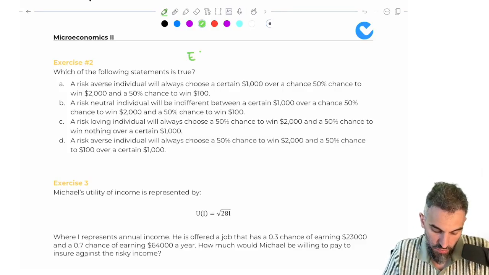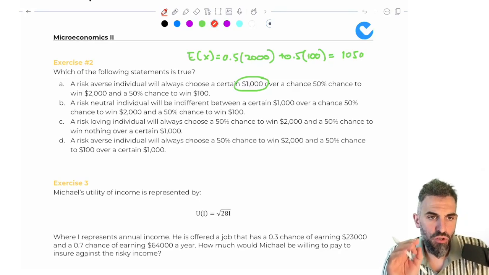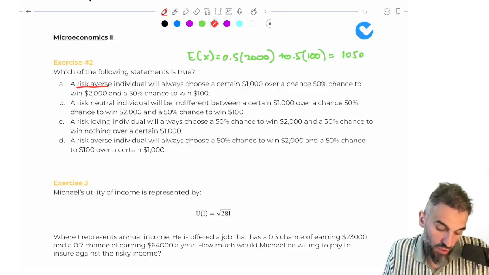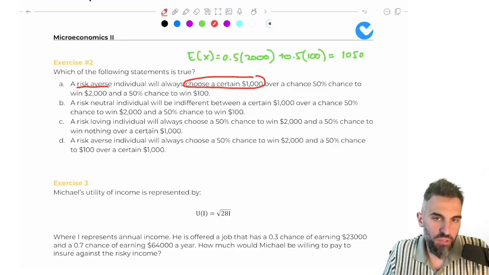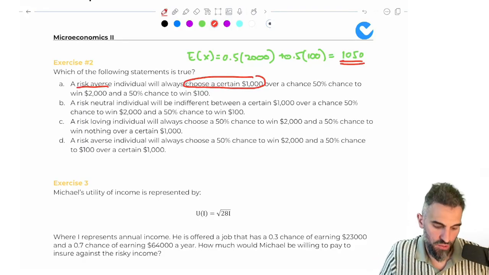So let's do the math here. If there's a 50% chance of winning 2,000 and a 50% chance of winning 100, the expected value is 1,050. It's actually greater than the certain 1,000. Risk neutral people choose based on dollars. So this is wrong. Oh, they said risk averse, sorry. Well, it's also wrong because choosing a certain 1,000 would only be true if this was also 1,000. So we cannot say with certainty that they wouldn't take the risk.